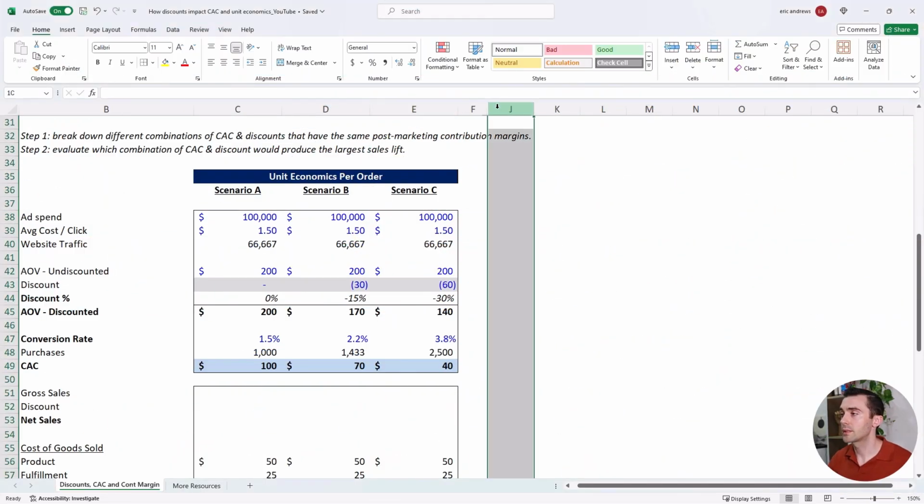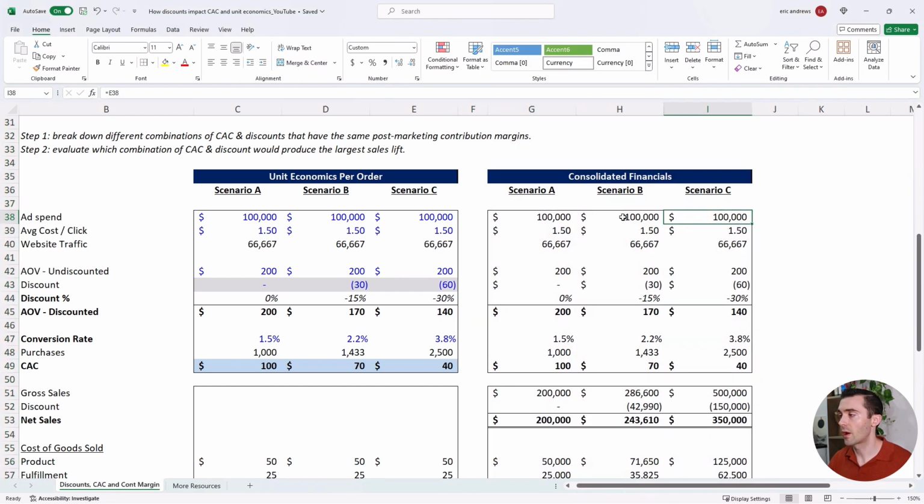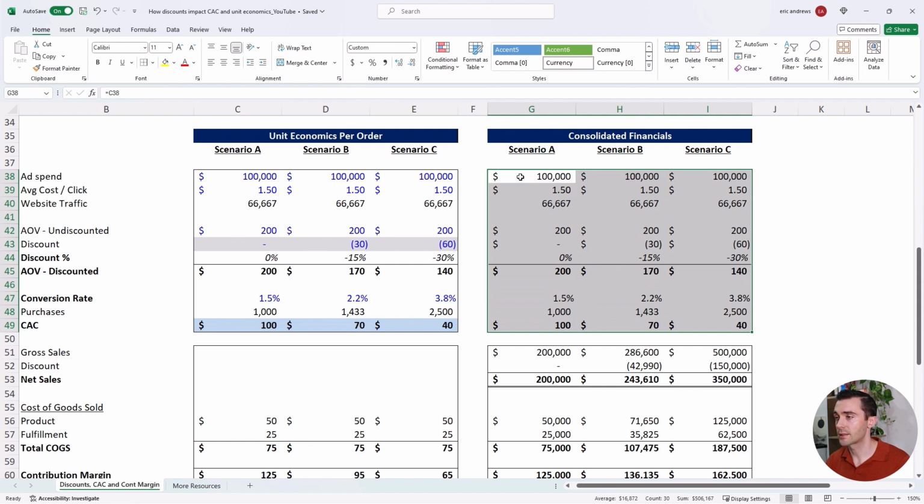Okay, so now let's look at the total overall business to figure out which of these scenarios actually generates the most revenue and the most contribution margin post-marketing, so the most profit. So here you can see that we have the same three scenarios. In the first section, we have the exact same data that we just looked at, so same ad spend, website traffic, you see our AOV, which is declining with the discounts, our purchases, and our CAC.